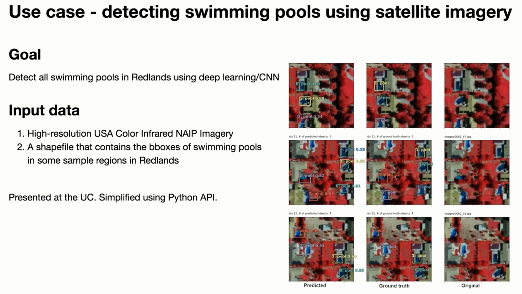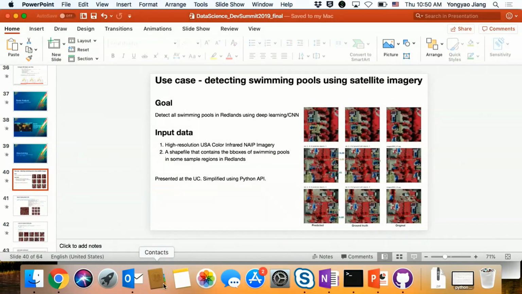And we have two input data. The first input data is the high-resolution color infrared NAIP imagery, and the second input data is a shapefile that contains all of the bounding boxes of swimming pools in some sample regions in Redlands. This use case was presented at UC last year, and we have simplified the workflow a lot by using the Python API. So let me switch over to a notebook and give you a demo from there.